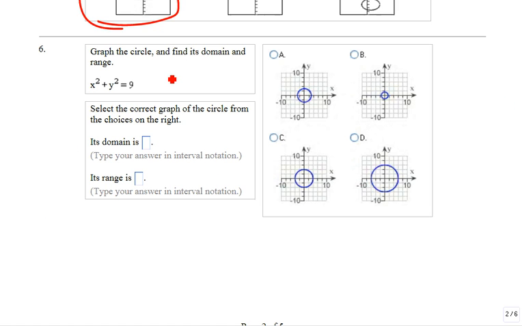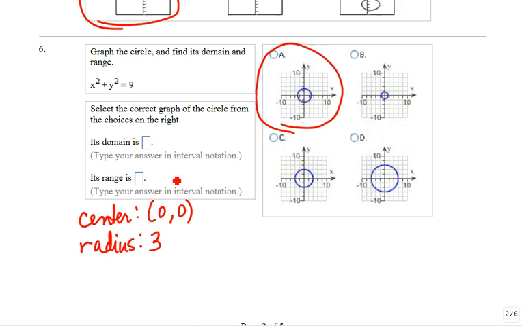Now graph the circle, find its domain and range. x² + y² = 9. We know that the center is 0, 0. And the radius is the square root of 9, or 3. So we're looking for one at 0, 0 with a radius of 3. Now it looks like our graph is counting by 2's, right? So this one looks to have a radius of 3.